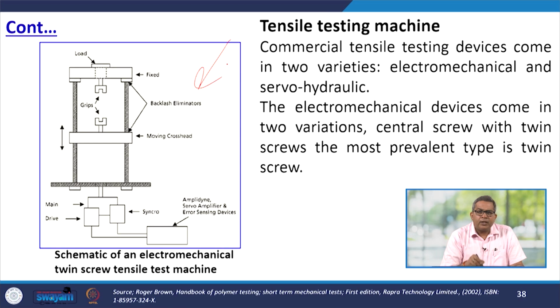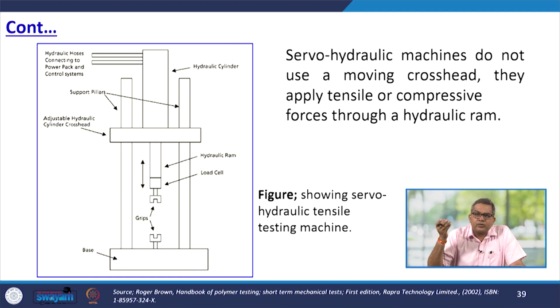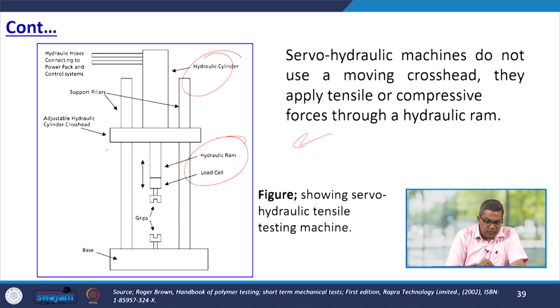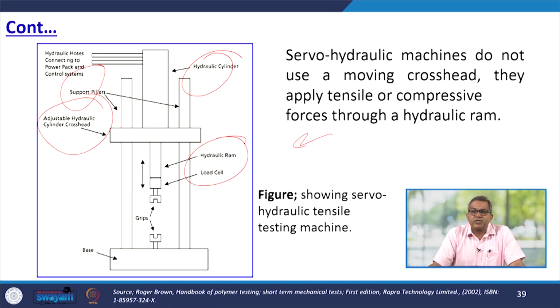Now, this is the typical schematic diagram of an electromechanical twin screw tensile test machine. Commercial tensile testing devices come in two varieties: one is electromechanical and the second is servo hydraulic. The electromechanical devices come in two variations, central screw and twin screw, the most prevalent type being the twin screw. Now, this is the servo hydraulic tensile testing machine, with the hydraulic cylinder, ram, load cells and so on. The servo hydraulic machine does not use moving crossheads. It applies the tensile or compressive force through a hydraulic ram.